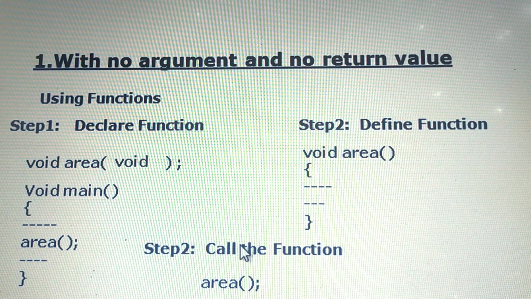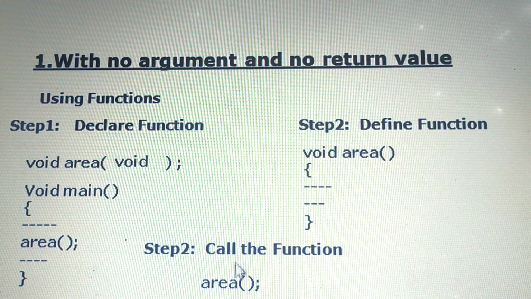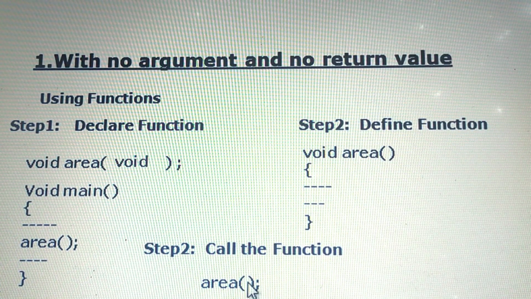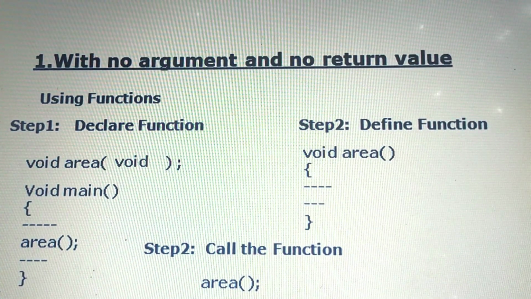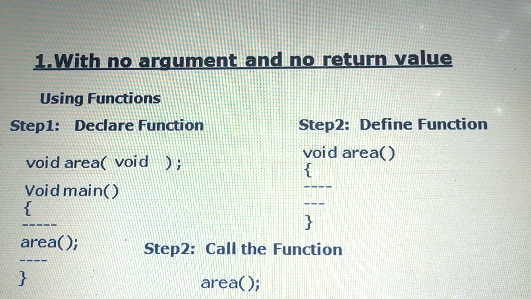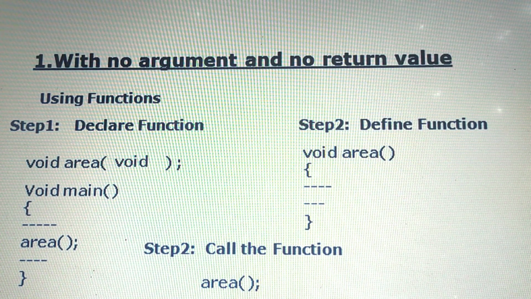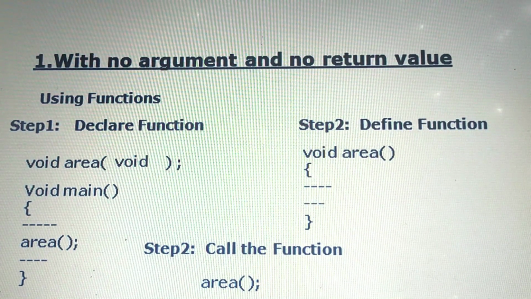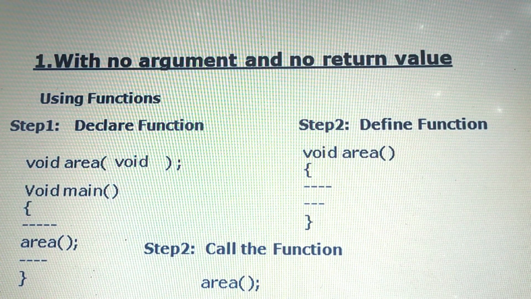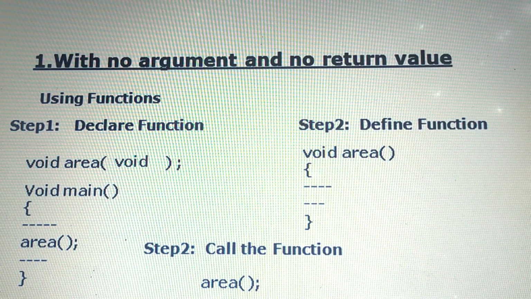Last one is how to call the function. Function name with arguments. Regarding this program, there are no arguments to pass, so leave it blank: area within brackets, terminated by a semicolon. The calling section does not require any return type. This is the difference: the call requires only the function name with arguments, if any. Here no argument to pass, so leave blank, close the bracket, terminated by a semicolon. In such a way we can declare, define and call the function. Is it clear now? We have repeated the same thing many times in the previous videos.